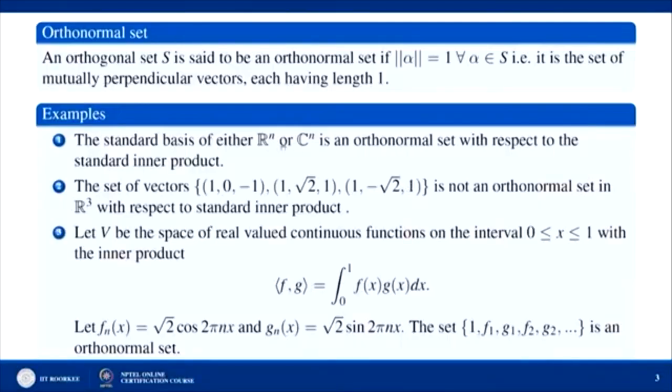So how can we construct an orthonormal set from an orthogonal set? You simply divide each vector by its norm. You see, if you have a set of vectors like this, say v1, v2 and so on up to vn, and you know that this set is an orthogonal set. Orthogonal means that the inner product of any two distinct vectors is 0. And now you want to construct an orthonormal set from this set. So how can you do that?